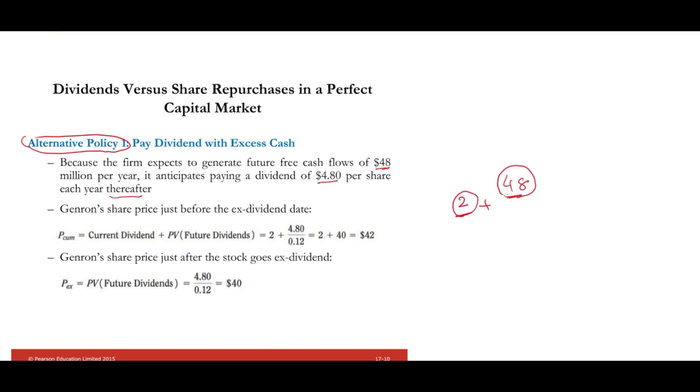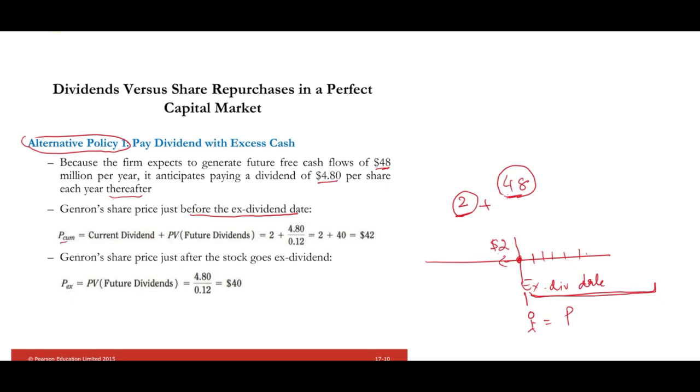So let's find what the share price is before the ex-dividend date. Let's say this is a date here. So let's say this is the ex-dividend date. After this, there will be no $2, but before this, $2 is already announced. So if I'm here after the ex-date, the price would be, I can only claim this part of the cash flow, meaning 48, but before that I have 2.